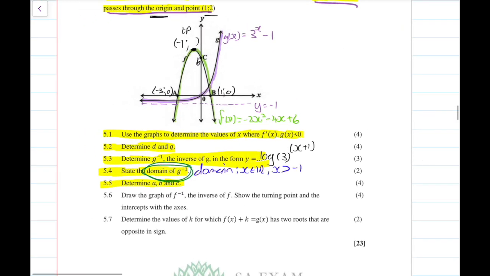Draw the graph of the inverse of your parabola, the inverse of f. Show the turning point and the intercepts with the axes. Now here, the inverse of this graph, remember, we are reflecting this graph about this line, right? We are reflecting this graph about this y is equal to x line, right? That's what we're reflecting this graph.